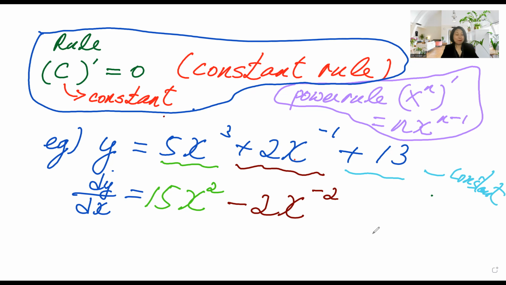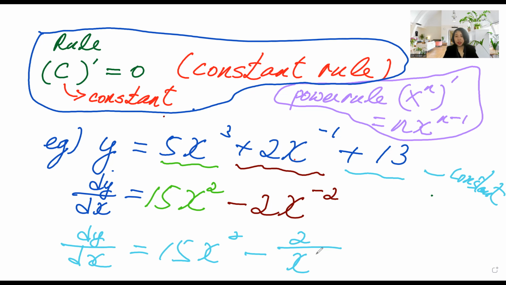But as I told you before, by math habit, we don't want to have a negative index as our final answer. So change it to a positive index. dy/dx equals 15x to the second power, and then minus 2 over x to the second power. So this would be a very nice final answer.